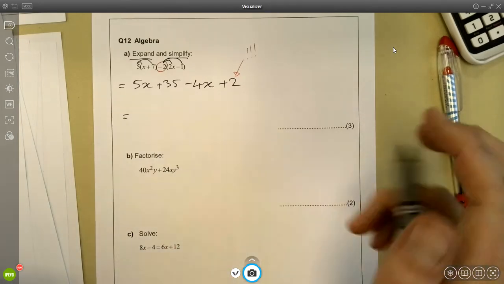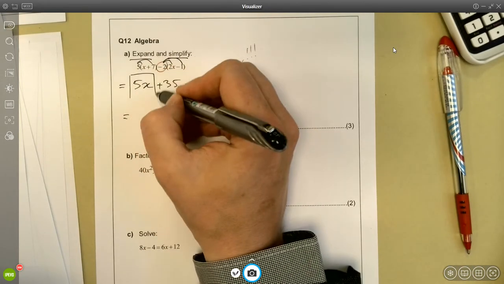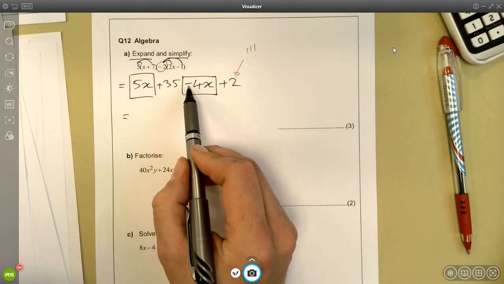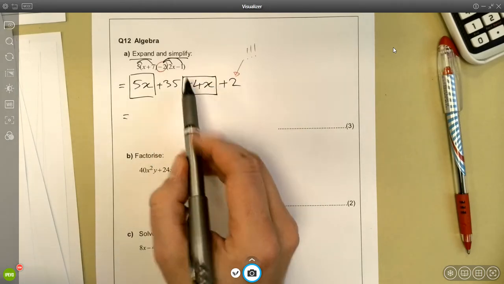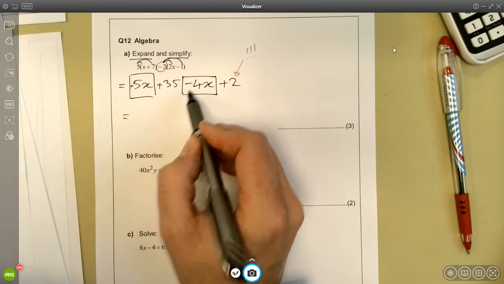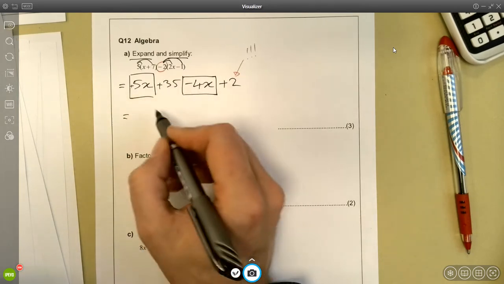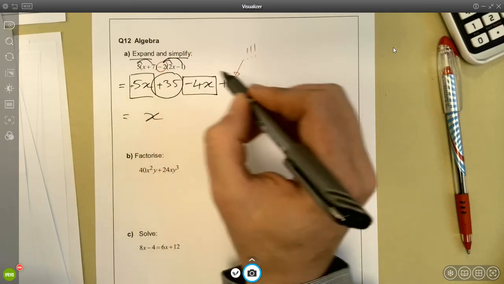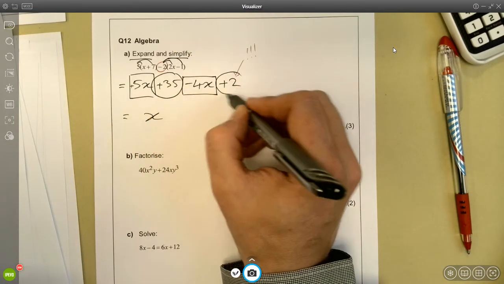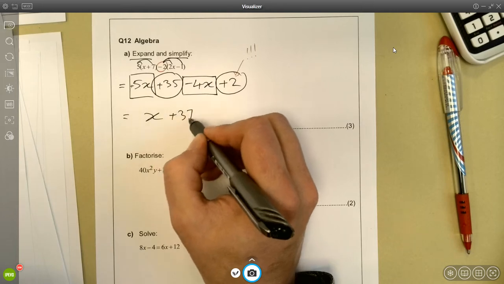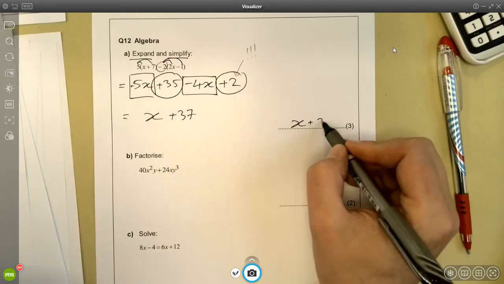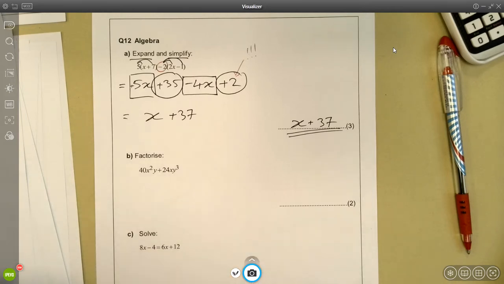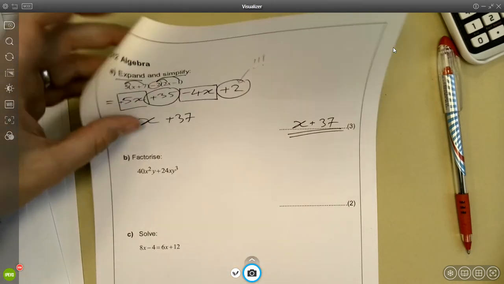We're then going to collect up. So 5x collects up with 4x. I'm drawing my box with the signs inside. That's a positive 5x, take away 4x. So 5x take away 4x is just x. And I'm going to use a different shape. 35 add 2 is 37. So I'll stick my answer in the right place there: x plus 37. Done.